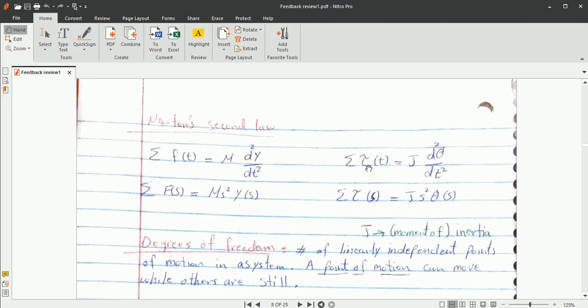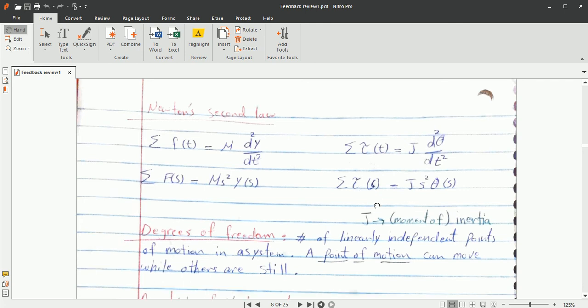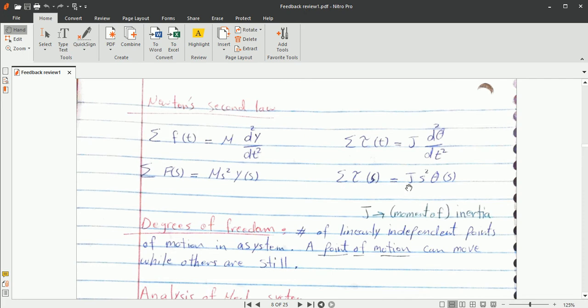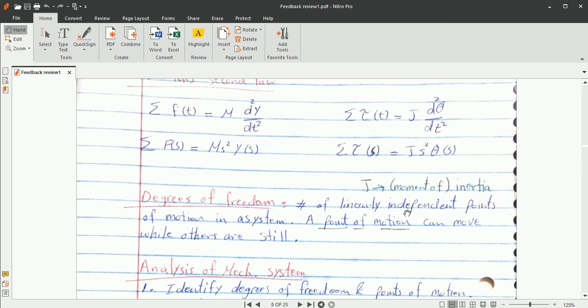Now here summation of all torques is equal to J d2 theta over dt square, the same in the rotational form. m is replaced with J; this is the linear mass and this is the rotational mass. And summation of all rotational forces, which are torques, is equal to J s square theta of s. Now J is the moment of inertia or the rotational mass. Okay, so far so good.